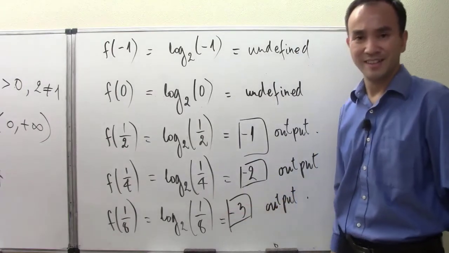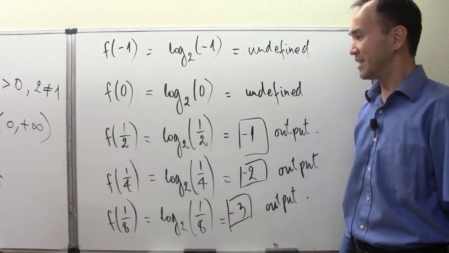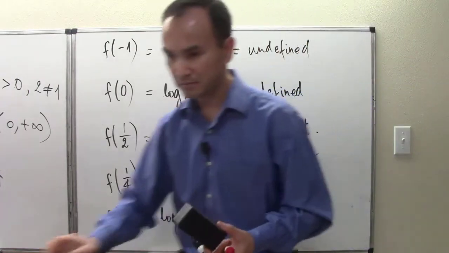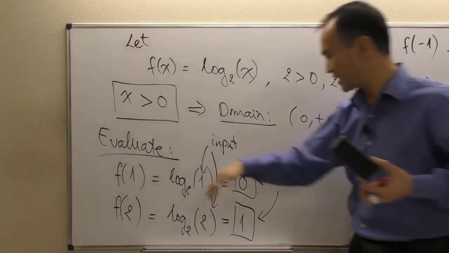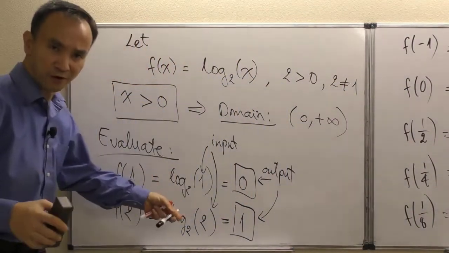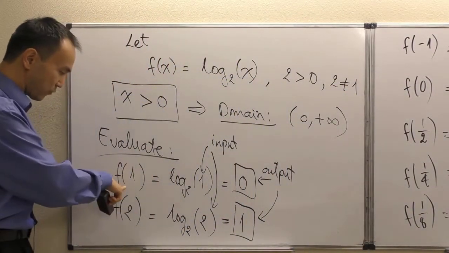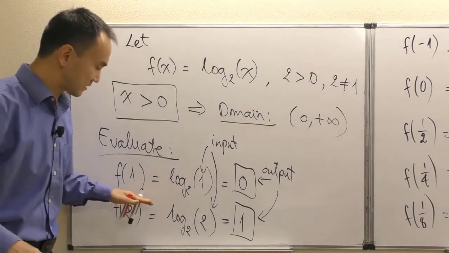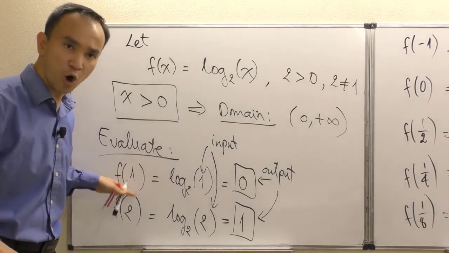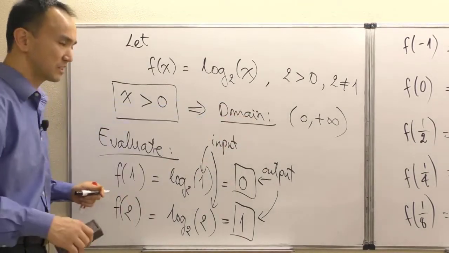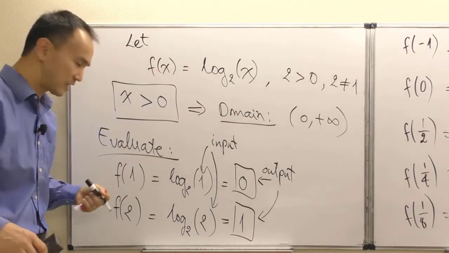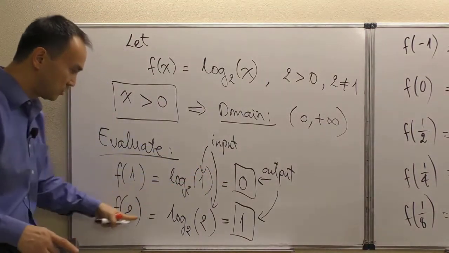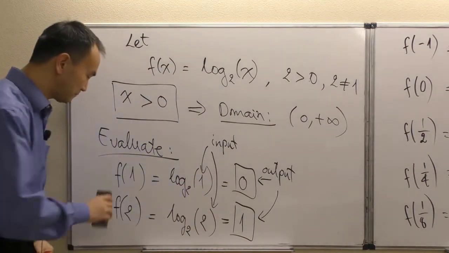Then I'm going to get back to my other board and erase some work that I left here for a long time. So we've had f of 1, f of 2. I want to get into the larger whole values, instead of just fractions like on the other board. We already had f of 1 giving me 0, and f of 2 giving me the output 1.